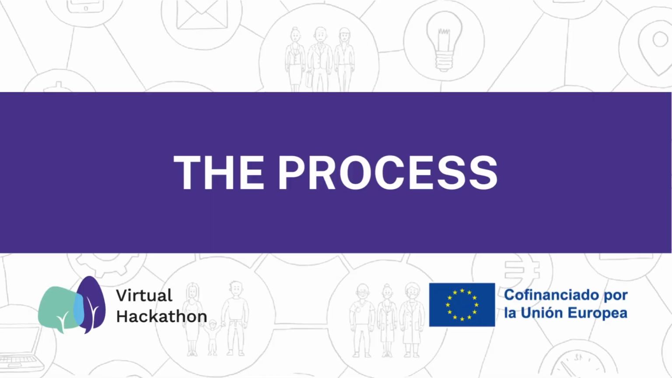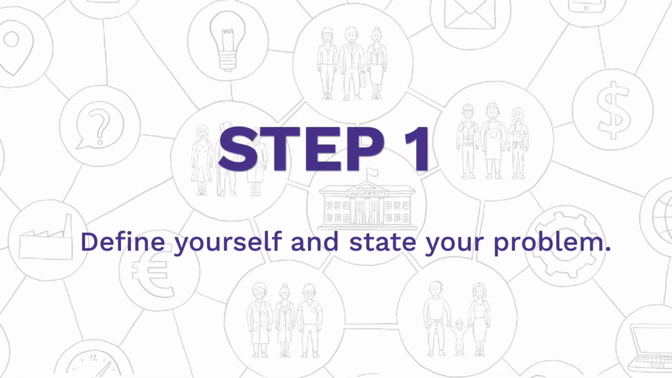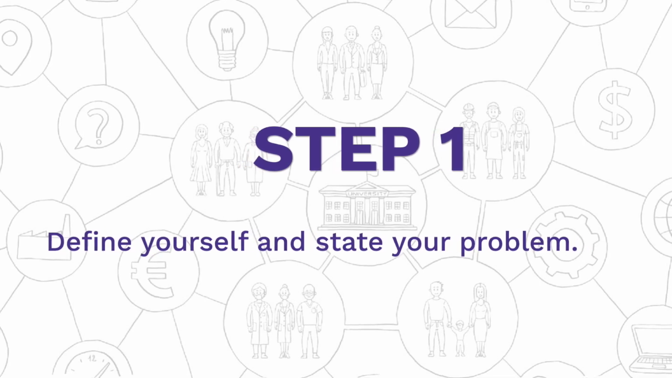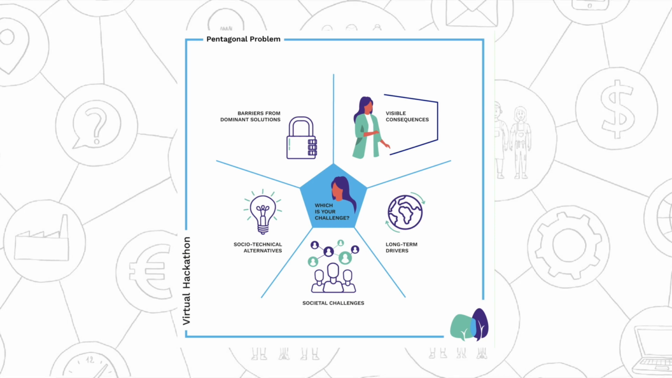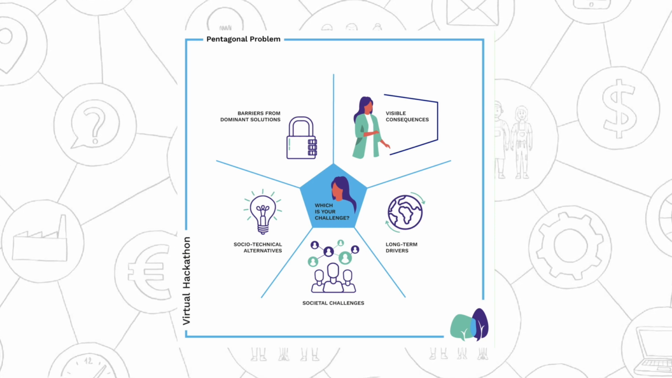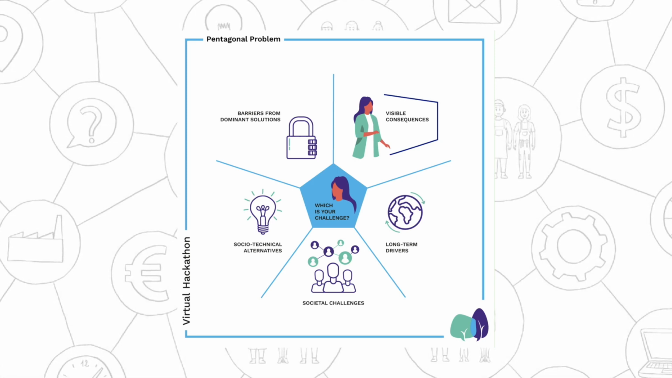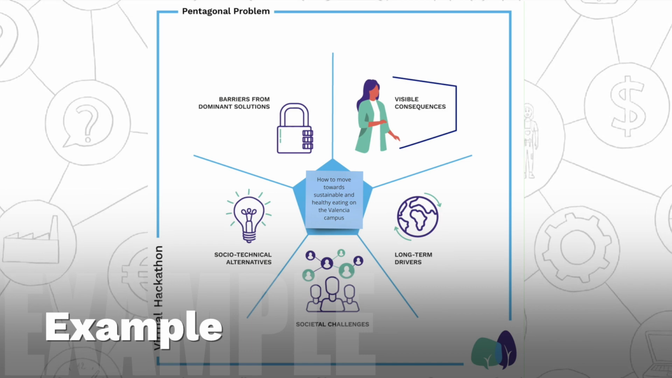The process. Step 1. Define yourself and state your problem. 10 minutes. The Pentagon accounts for yourself as an individual or as a team. Take into account that the same problem is perceived in many different ways and shapes by different actors. Therefore, it is essential to start by defining yourself.